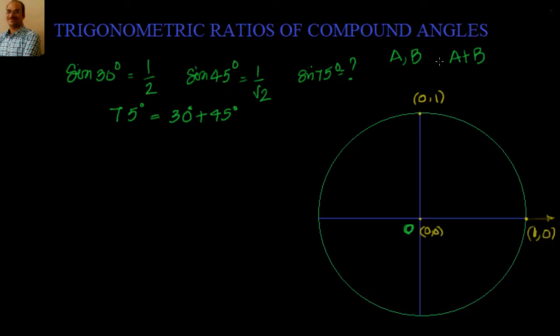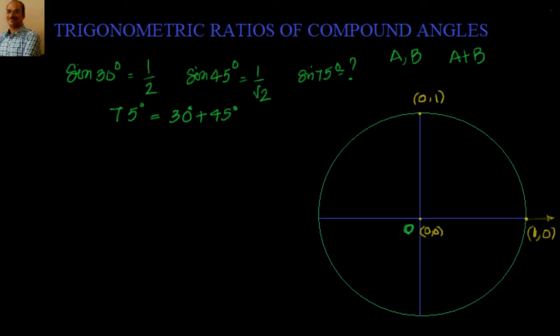Suppose we have A, B and the compound angle is A plus B. Now how is cos of A plus B related to cos A, cos B or sin A, sin B? Similarly, how is sin of A plus B related to sin A, sin B or cos A, cos B? That is what we want to understand, so that practically we can find out the values of sin 75 or, in a similar way, sin 15 degrees. With the current knowledge we cannot find the value of sin 75 or sin 15, but we should be able to do that by knowing this particular formula.